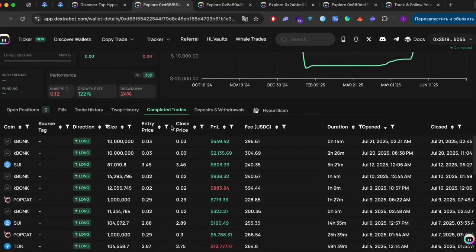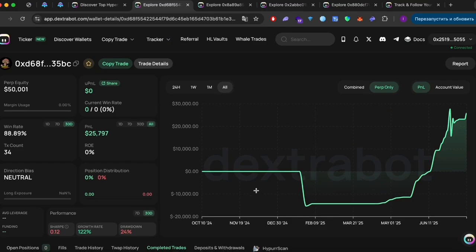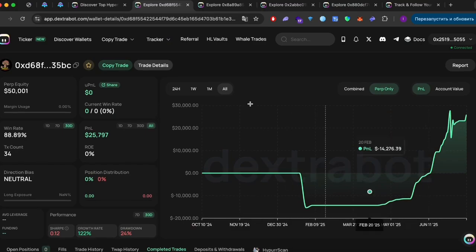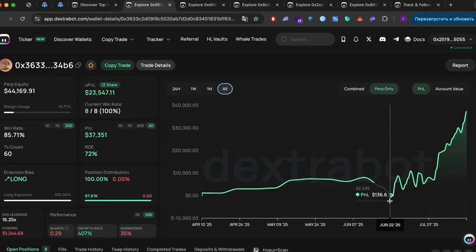Overall, the sample of wallets is quite large, so if you see any extra risk for yourself, it's better to skip that wallet and find a more interesting one. Let's take a look at the next address. So the next wallet is also quite good. It had a local drawdown but then managed to recover from it.